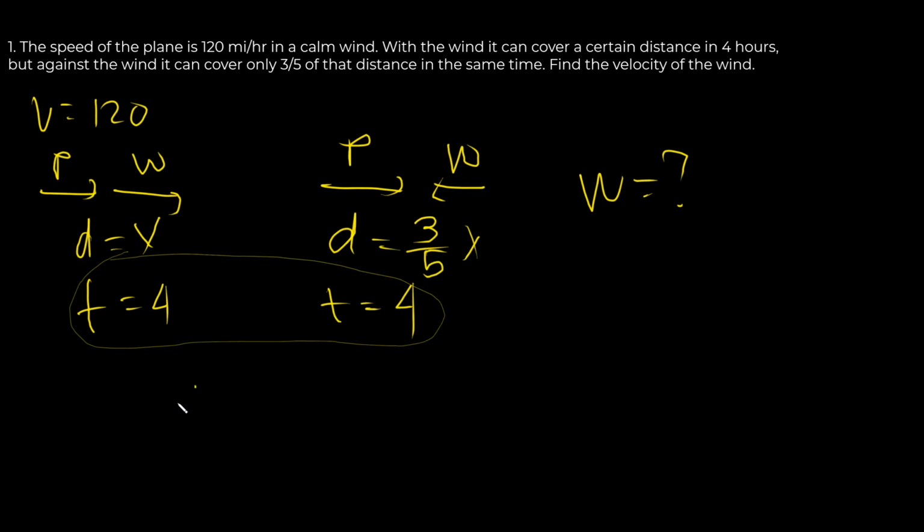So we can say that distance over velocity of the plane plus velocity of the wind is equal to d over velocity of the plane minus velocity of the wind. This one is plus since the plane and the wind are going in the same direction. Then this one is minus since the plane and the wind are in opposite directions.